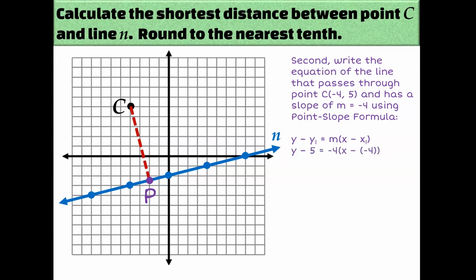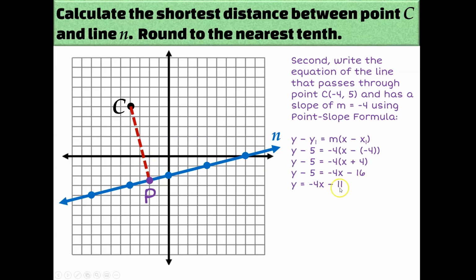So when I plug in my values, I get y minus 5 equals -4 times the quantity x minus -4, which again, a better way to write that is x plus 4. Then I'll distribute, and then I'll add. So the equation for line CP is y equals negative 4x minus 11.